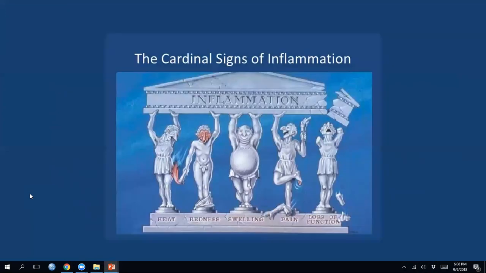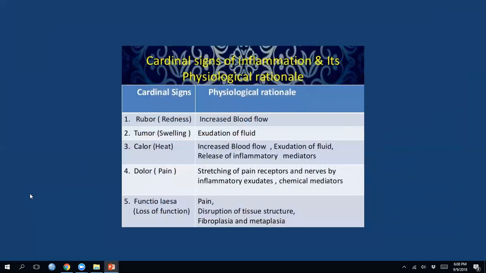I'm going to breeze over this a little bit because I think it's something that a lot of people are familiar with, but it's important to know the cardinal signs of inflammation. We need to know that there is heat, redness, swelling, pain, and loss of function that all occur because of inflammation being there within the body. And this is just explaining which specific physiological response causes each of the different cardinal signs of inflammation.